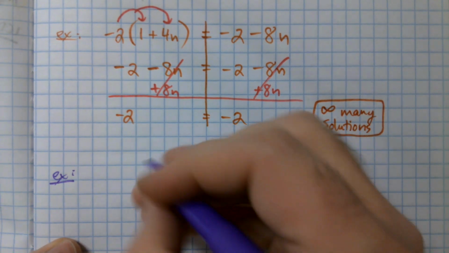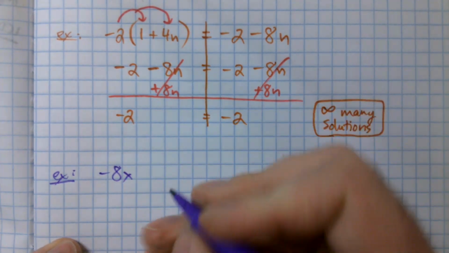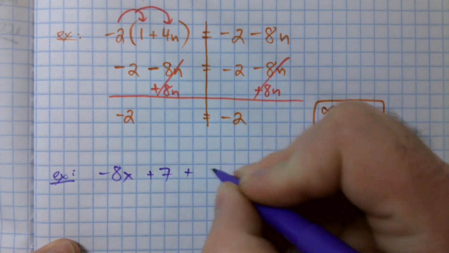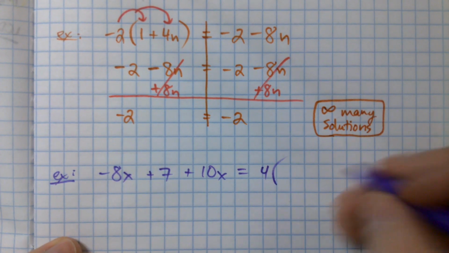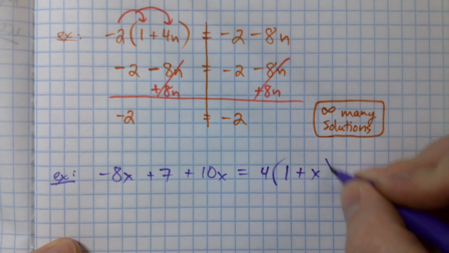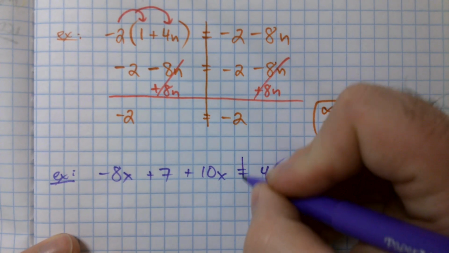What if I have something like this? Negative 8x plus 7 plus 10x equals 4 times the quantity 1 plus x minus 2x.